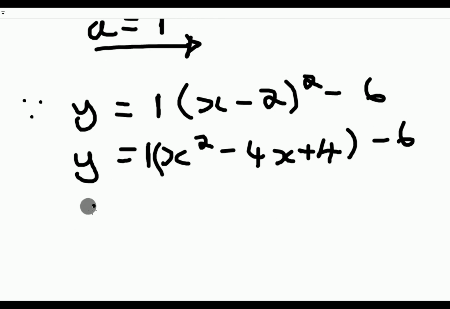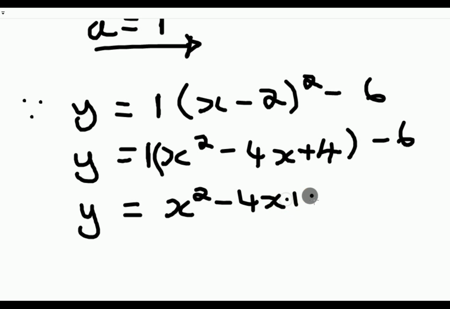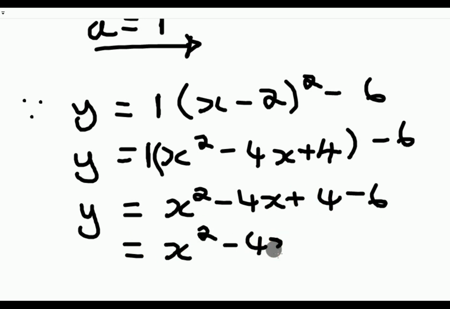So this is going to give us that y is equal to, we multiply everything with 1, so it's still going to be x squared minus 4x plus 4 minus 6, which is going to give us x squared minus 4x minus 2. This is going to be the equation of f of x. So therefore this is the equation of f of x that we were asked to find.